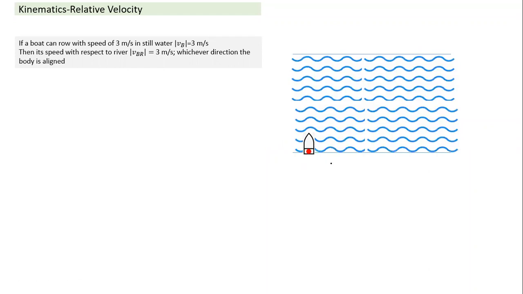Let's see this case of a boat. So this is the river here. Let's see that and how do you understand here? For the body of the boat, this is something we can control: the direction, not the magnitude.